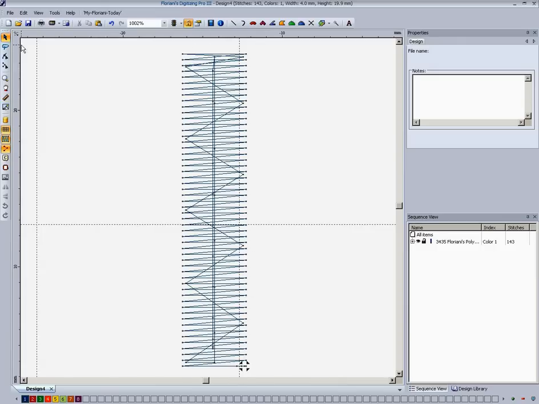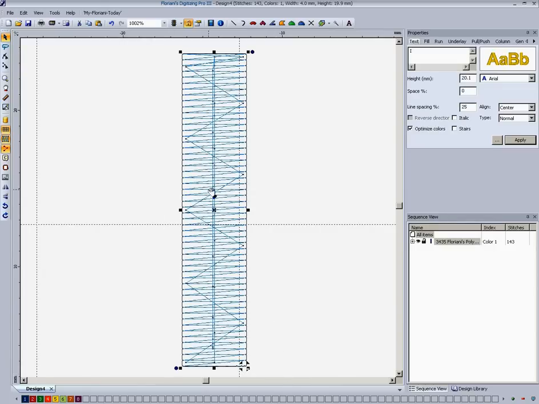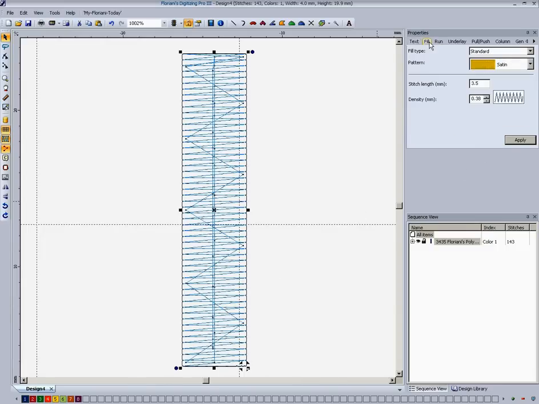So in our Floriani system here, if we are to adjust that, it's just as easy as selecting our letter, our whole line of letters, whatever we want to select, and coming over here to fill. And right here is our density. I have it set on 0.38, which I consider a good starting point for anything that I would embroider. And from there, if you wanted more coverage, you could lower it down to 0.36, makes it a little bit tighter.